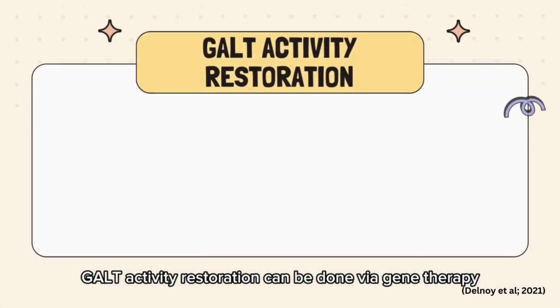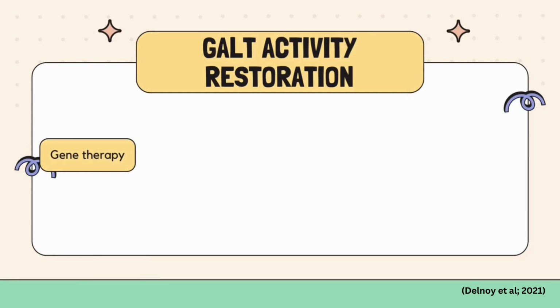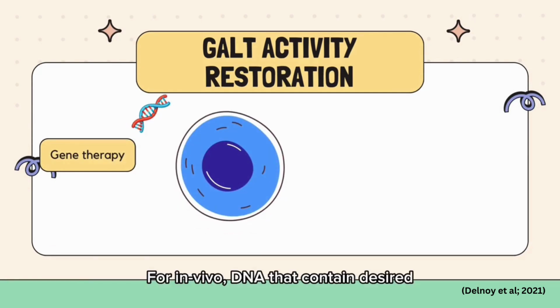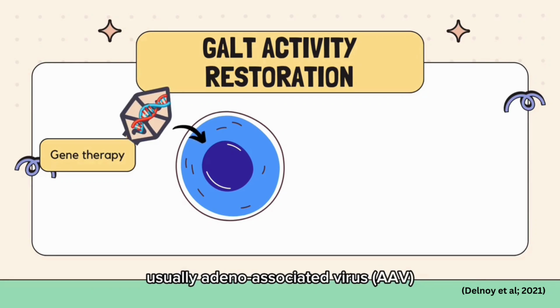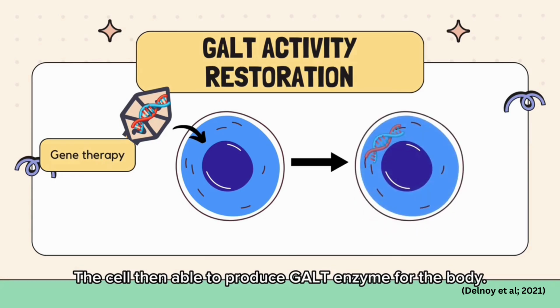GALT activity restoration can be done via gene therapy. For in vivo, DNA that contains desired genetic material will be introduced into the cell by the use of vectors, usually adeno-associated virus (AAV) for classic galactosemia. The cells are then able to produce GALT enzyme for the body.